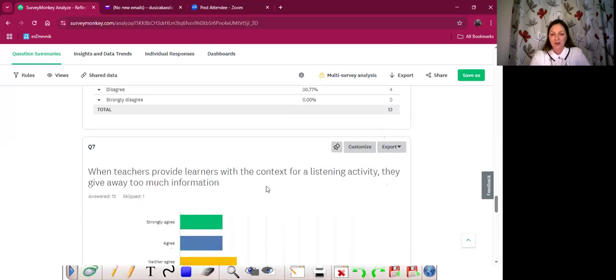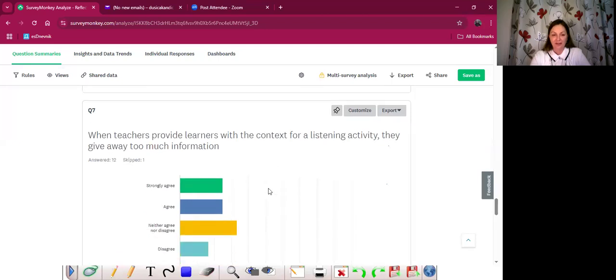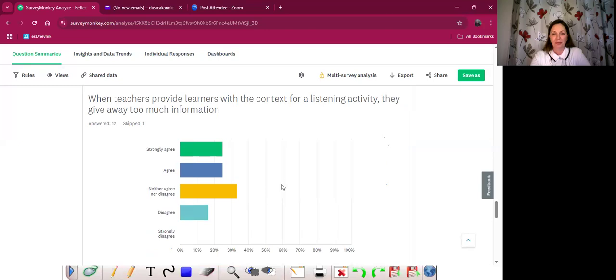When teachers provide learners with the context for a listening activity, they give away too much information. Well, that can be true, but that's not wrong. We should give away too much information and we should help them, especially in the beginning. Later on, less and less information is necessary.